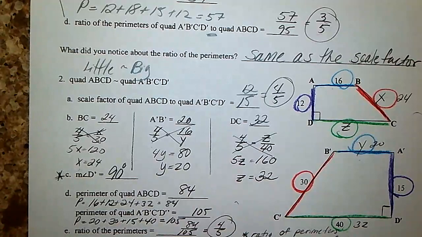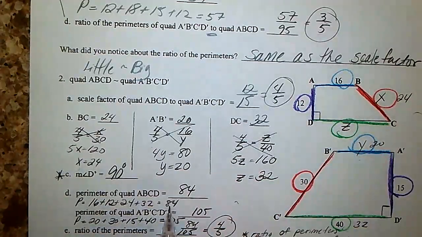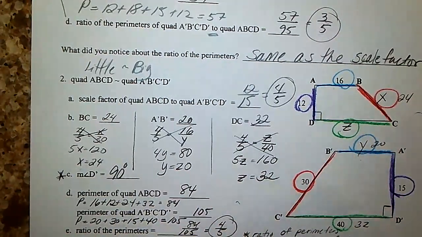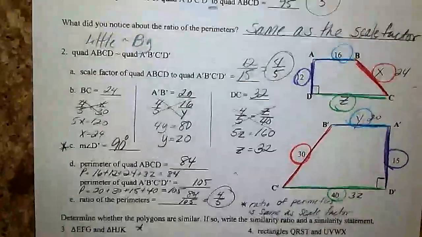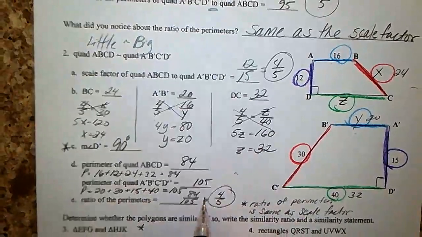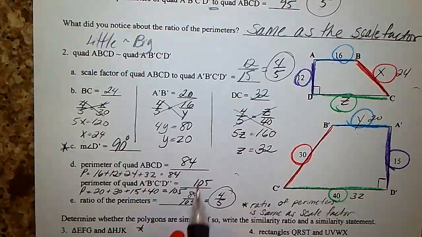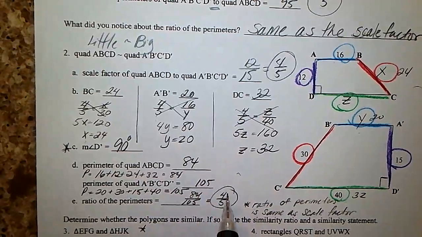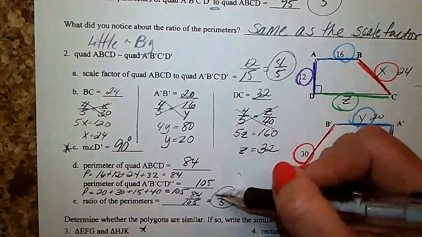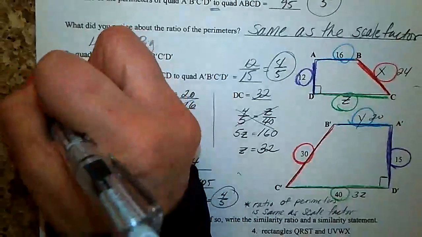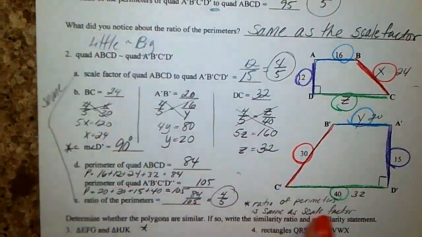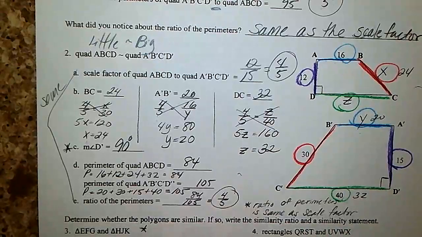All right, now we're going to find perimeters. Perimeter of the little one, I added up all the sides and I got 84. Perimeter of the big one, added up all the sides and I got 105. When I reduce those, I am going to get 4/5 in simplified form, which again, we already know. When we set that ratio up of our perimeters, we already knew what that answer was going to be. We knew it had to be the same exact answer as this. Remember, these two here are the same. The ratio of the perimeters is always the same as the scale factor there.